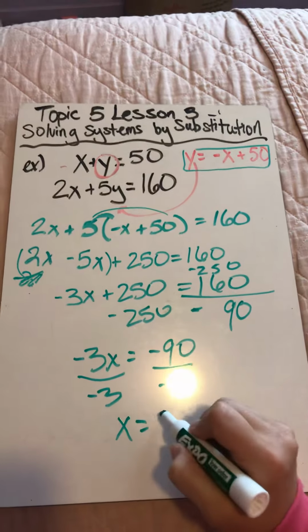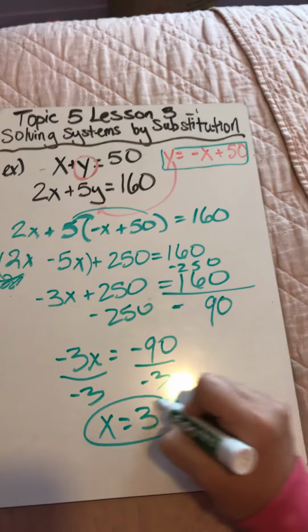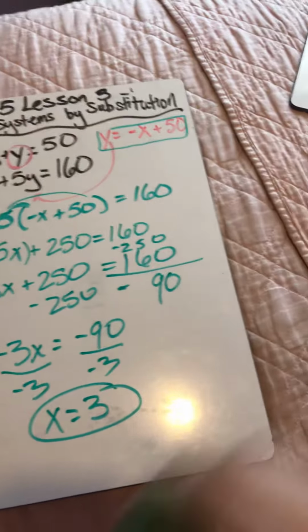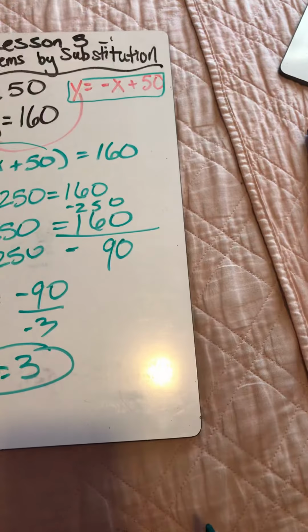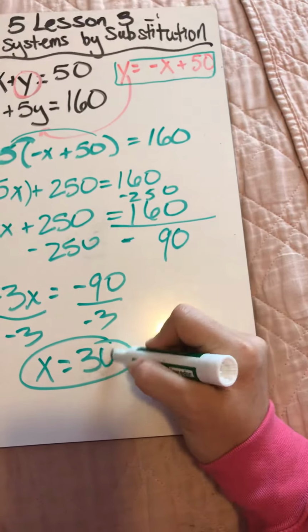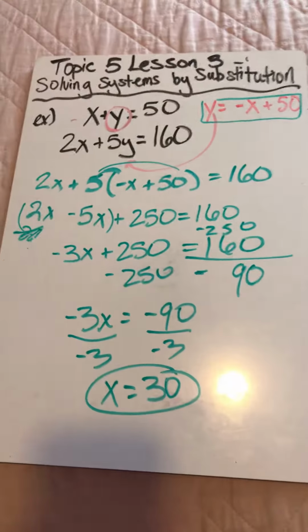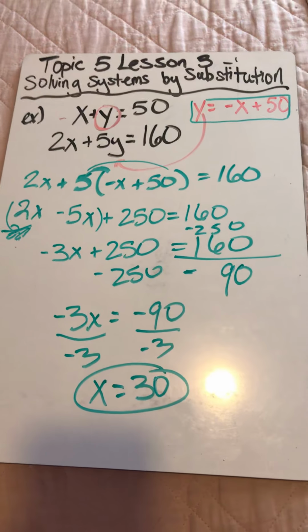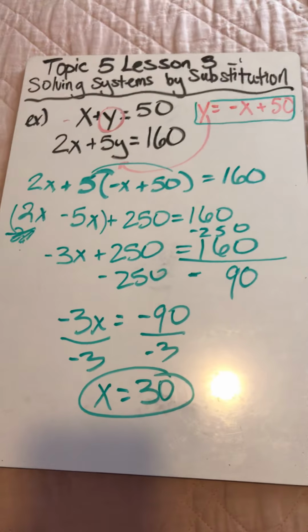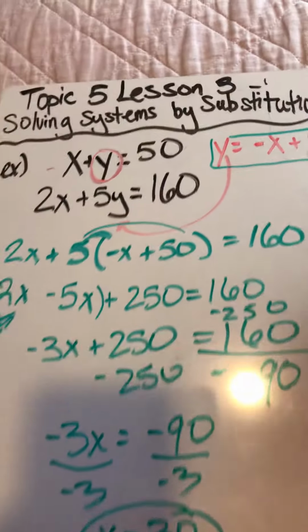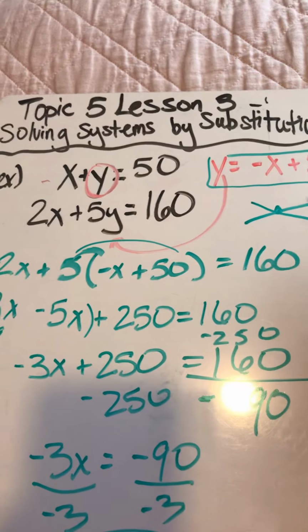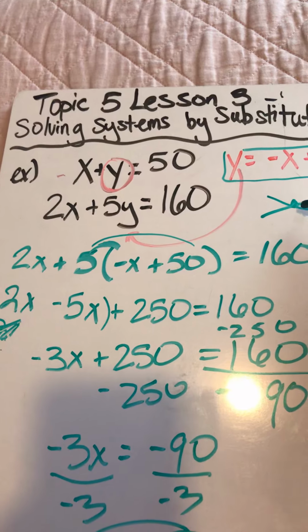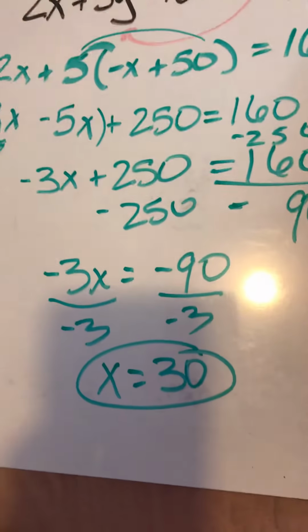And x equals 30. Okay, so there's the x for our intercepts, okay? 30. 30, not 3. 30. All right, so there's our x. Remember, we're solving to see where these two lines cross, right? Where they cross. Our x is 30.